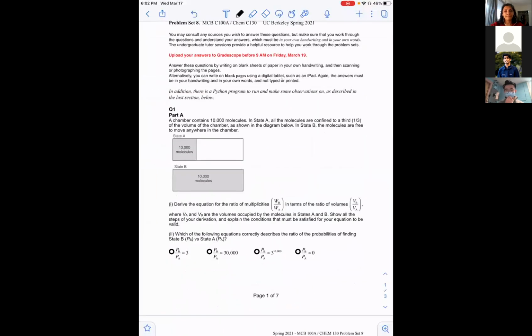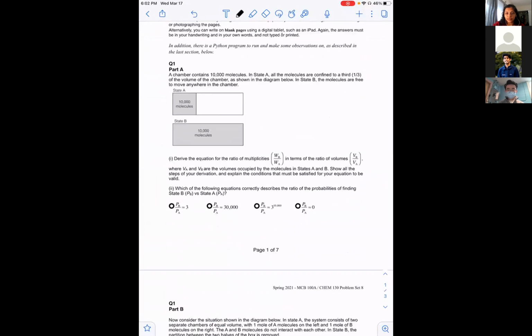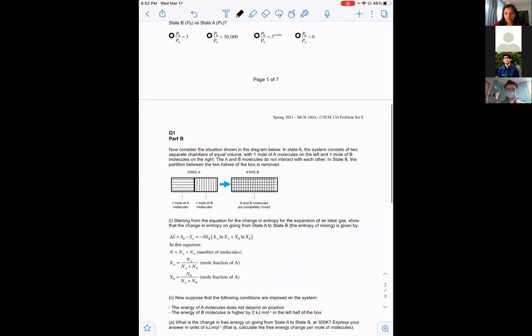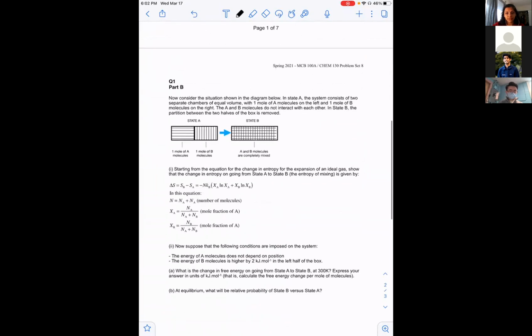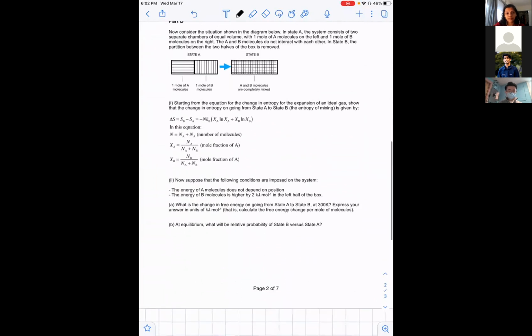So for question 1, I'll probably skip over part A and come back to it after doing part B, because the first part of part B is deriving the equation for entropy of mixing, which will help a lot in deriving our equation for part A.